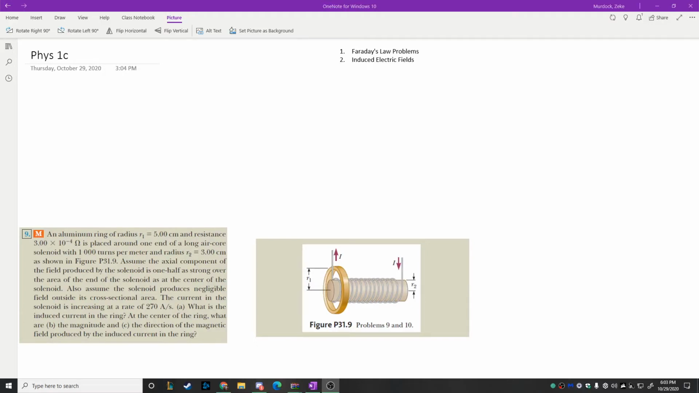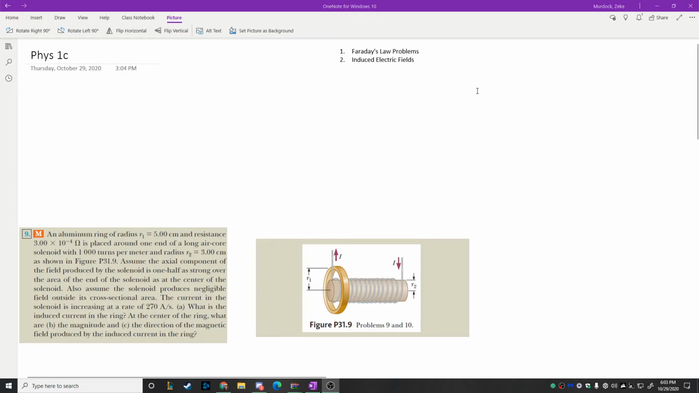All right, this is Physics 1C for October 29th, and we're going to do a quick review of what we talked about last time. So last time we talked about this thing called Faraday's Law, and Faraday's Law is the idea that if you have a changing magnetic flux through a coil, it produces an EMF, and this is the idea behind how power is generated. You move a magnet near a coil, it produces electricity.